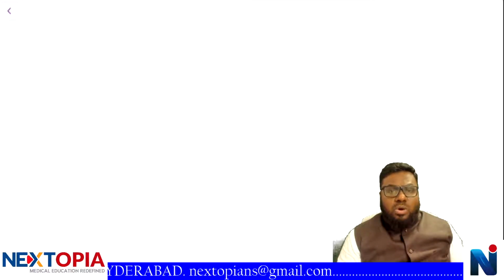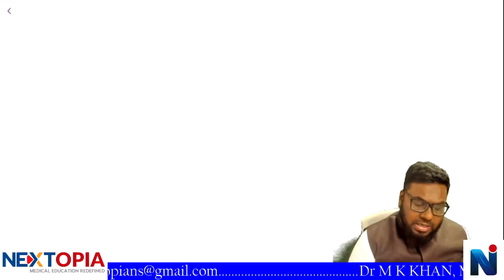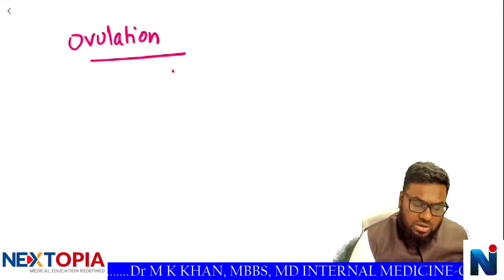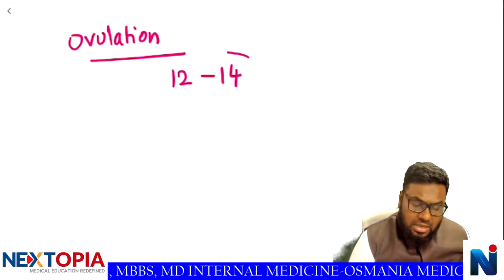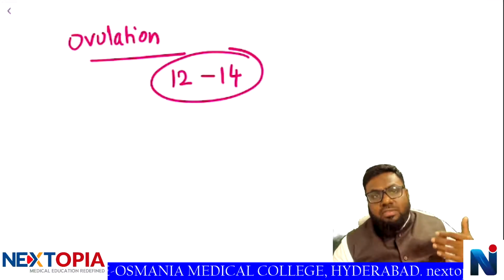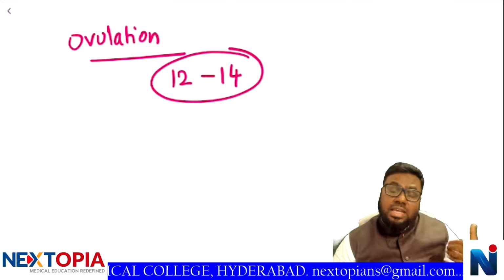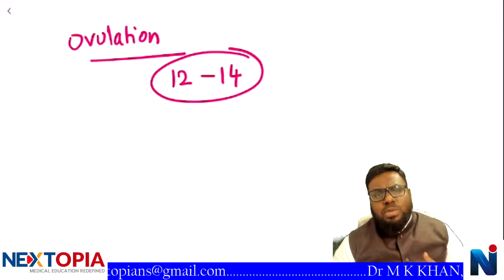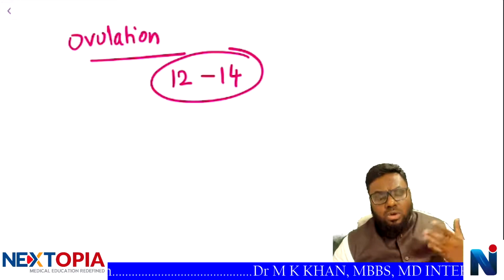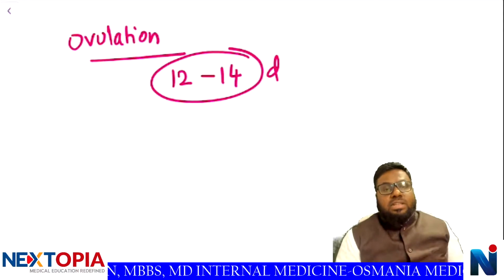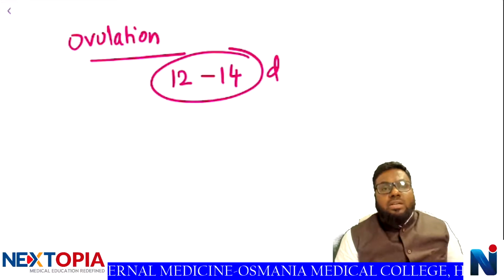So how does ovulation occur? Please remember that ovulation is around 12 to 14 days of the cycle. In some people, I have seen ovulation occurring very late also. In some people, I have seen ovulation occurring as early as 7th day, 8th day or 9th day also. It depends from cycle to cycle, from person to person. But physiologically, it is 12 to 14 days. In between that time, usually the ovulation occurs.